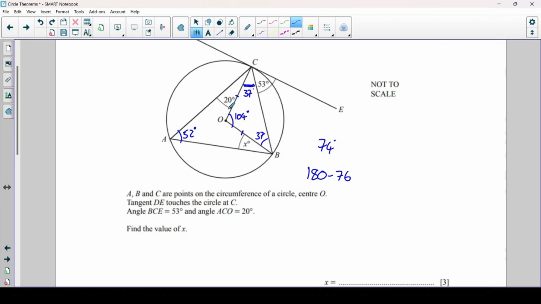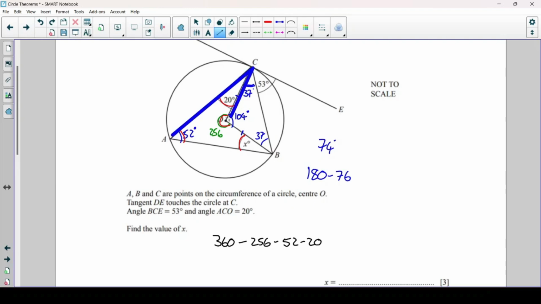Okay, and now I'm going to start using the angles in this arrowhead quadrilateral. So first I need this reflex angle here, so 360 take away 104, 256. And to find x, I'm going to do 360, subtract 256, subtract 52, subtract 20, and that'll give me what's left by doing the 4 angles in this quadrilateral. This is the quadrilateral I'm talking about, this arrowhead.